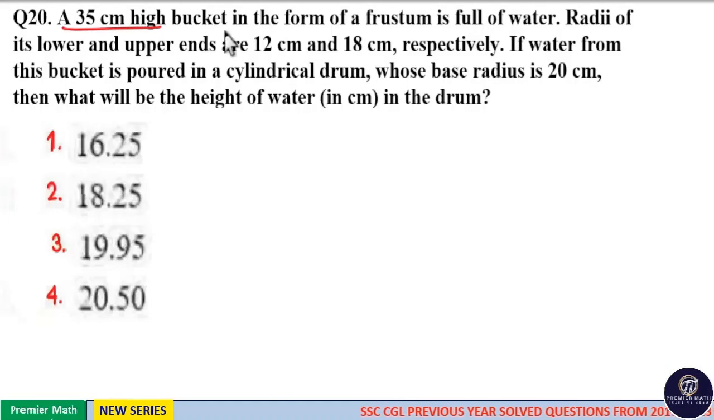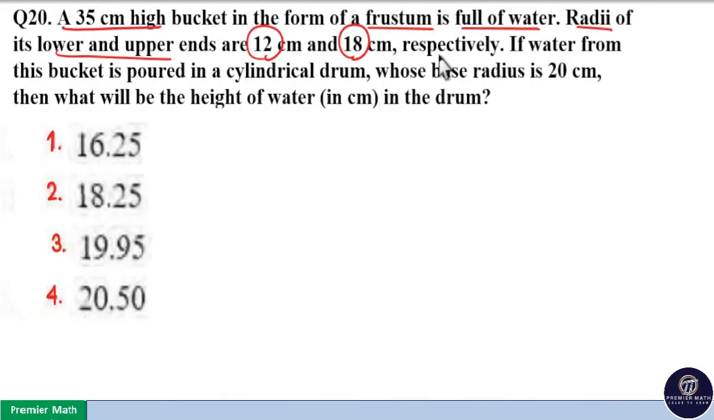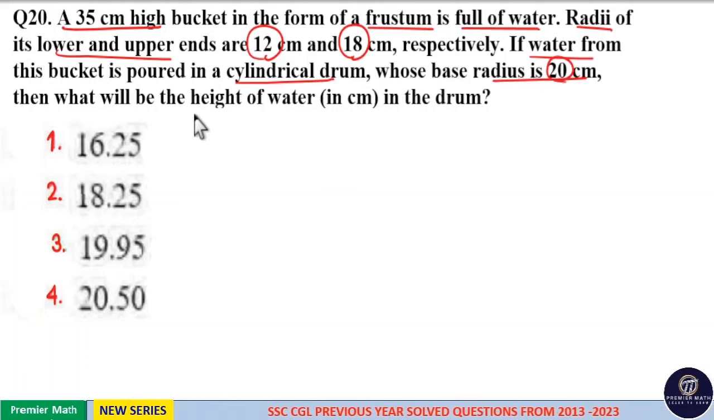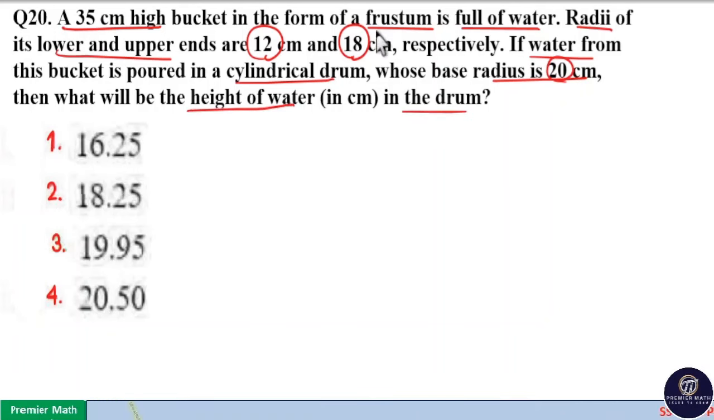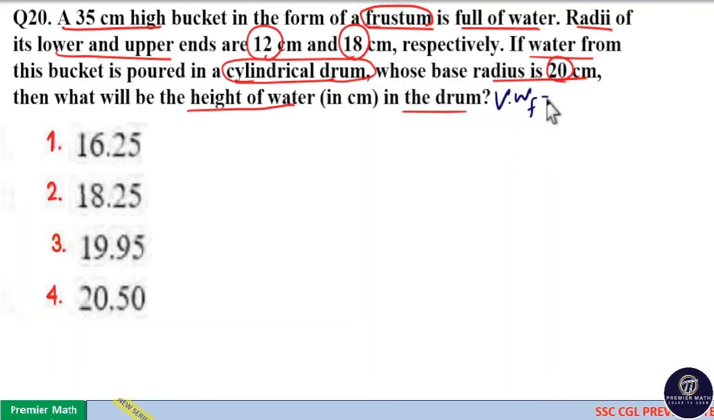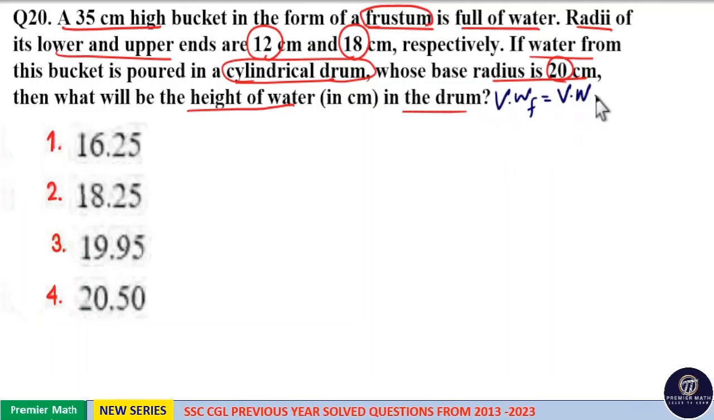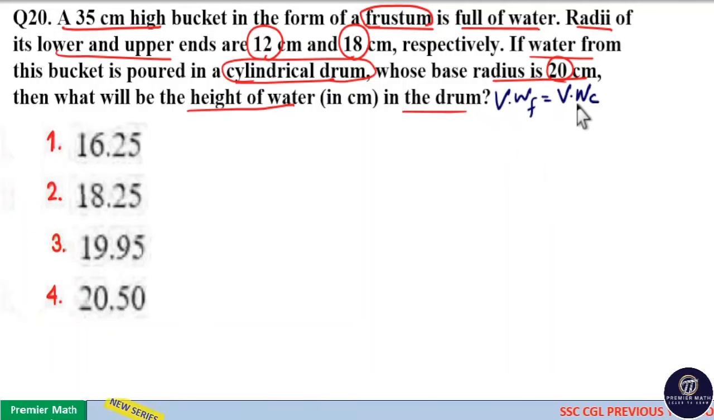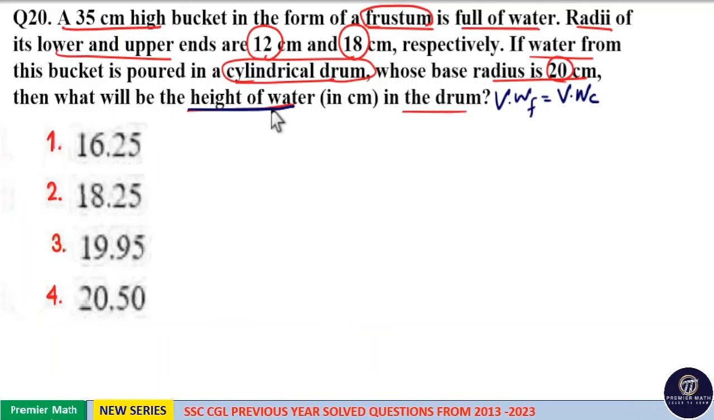A 35 centimeter high bucket in the form of a frustum of a cone is full of water. Radius of lower and upper ends are 12 centimeter and 18 centimeter respectively. If water from the bucket is poured into a cylindrical drum whose base radius is 20 centimeter, what will be the height of water in the drum? Here when you pour water from this frustum to this cylindrical drum, volume in both the cases are equal. That is, just equate volume of water in the frustum to volume of water in the cylindrical drum. Now, when you equate these volumes, you will get height of water in the drum.